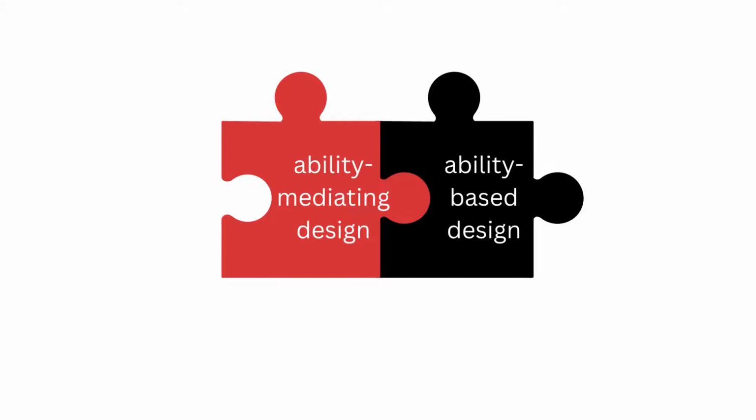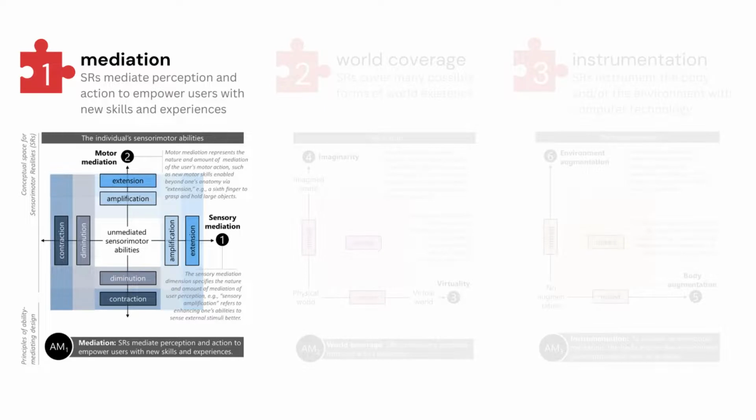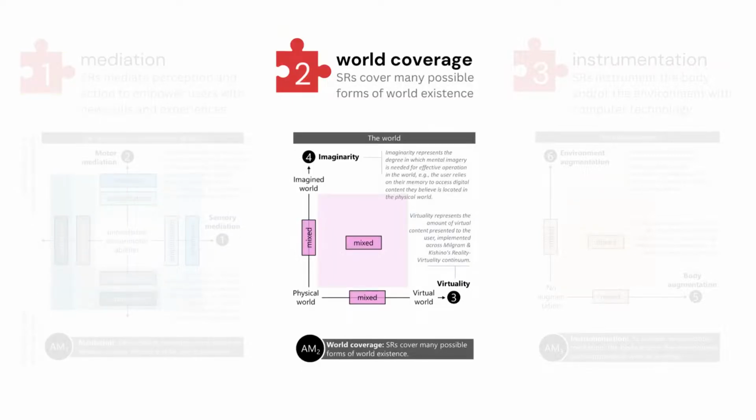Based on the definitory principles already adopted for sensorimotor realities, we proposed 3 design principles for ability-mediating design. Mediation means that sensorimotor realities mediate perception and action to empower users with new skills and experiences. World coverage means that sensorimotor realities cover many possible forms of world existence, physical, virtual, imaginary, and combinations thereof, representative of the physical reality, computer worlds, and mental imagery.